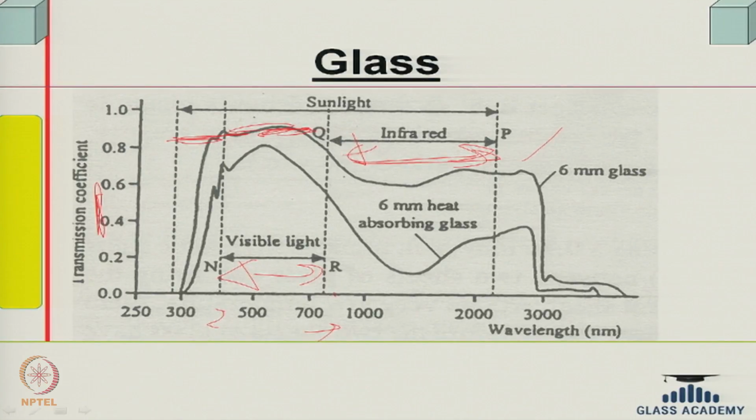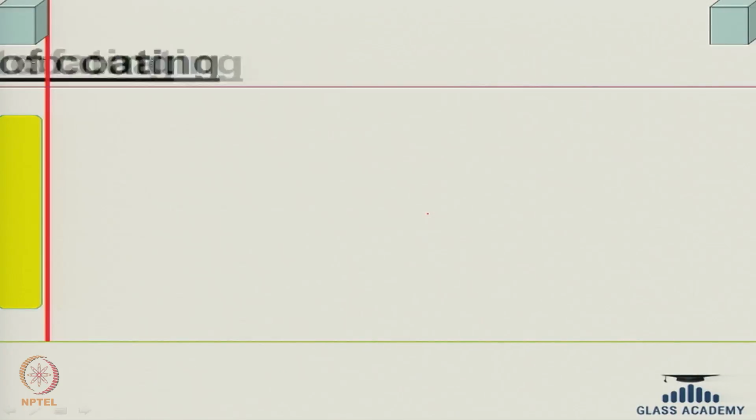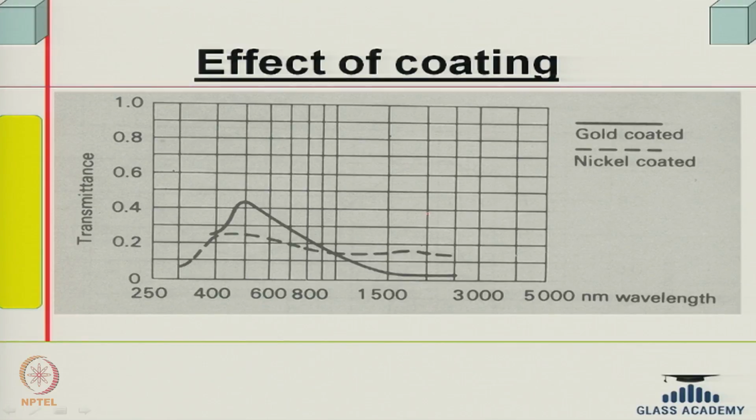So, infrared radiation in the sunlight is also fairly high, and 6 millimeter glass allows a lot of it to come, but beyond that of course there is hardly any absorptivity. Now, if you have absorbing glasses, like I said, it can absorb a lot. It cuts down a little bit here, but here it cuts down significantly in infrared radiation, and thereby heat is not brought in much. Some sort of gold coated, nickel coated glasses also reduce this significantly.